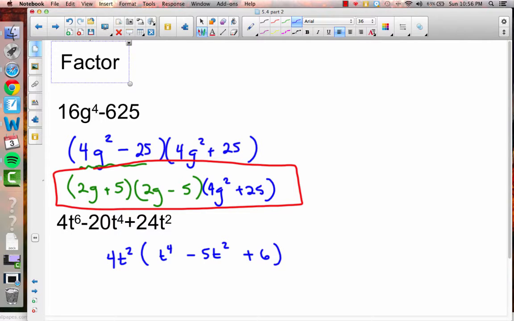So now I can go ahead and try to factor if possible. And if this is all you can do, then you would obviously stop here. The one thing that you want to look for is if you can factor this in parentheses.